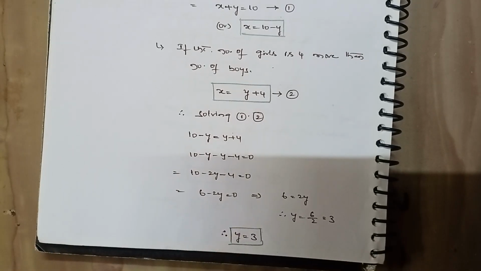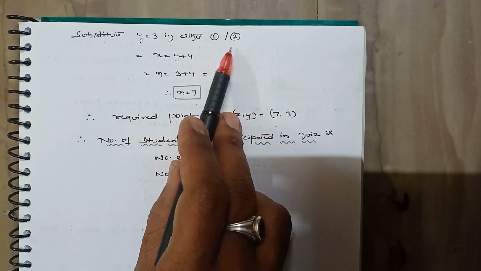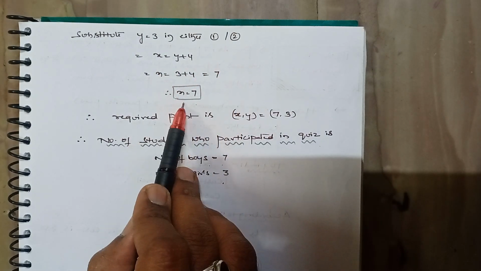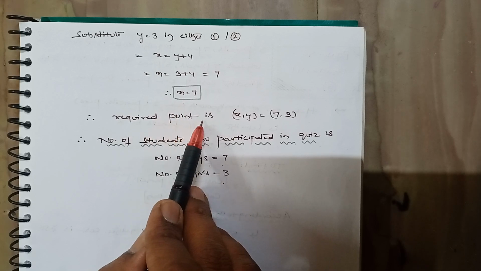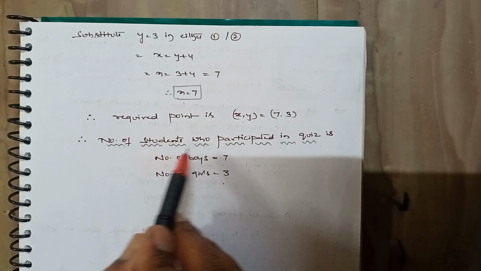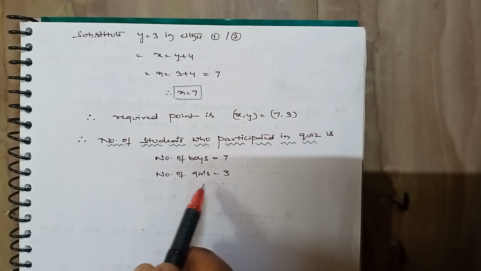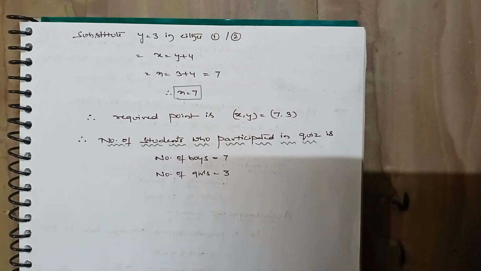Okay, after getting y equal to 3, substitute y equal to 3 in either 1 or 2, guys. So we get x equal to 7. Therefore the required point x comma y is 7 comma 3. Therefore the number of students who participated in the mathematics quiz is: boys is 7, girls is 3. Okay, I hope you understand this sum.